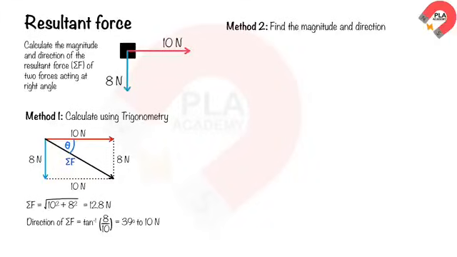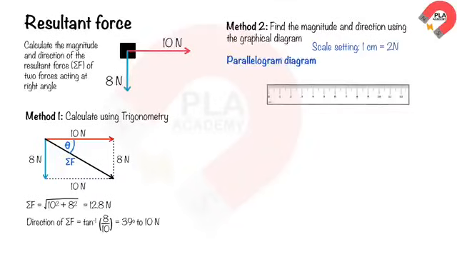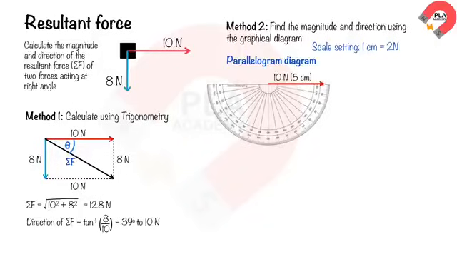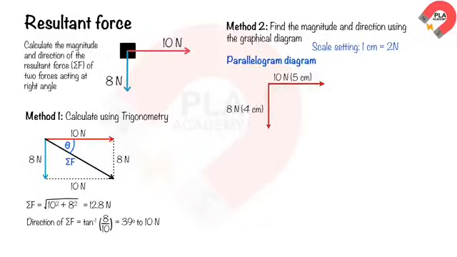Second method: find the resultant force using the graphical diagram. Set the scale 1 centimeter to 2 newtons. Parallelogram diagram. Draw the force of 10 newtons for 5 centimeters. Measure the angle at the tail of the 10 newtons force using a protractor as 90 degrees. Link the tail of the 8 newtons force to the tail of the 10 newtons force. Draw a force of 8 newtons for 4 centimeters. Draw a parallelogram with 10 newtons and 8 newtons as sides, which forms a rectangle.